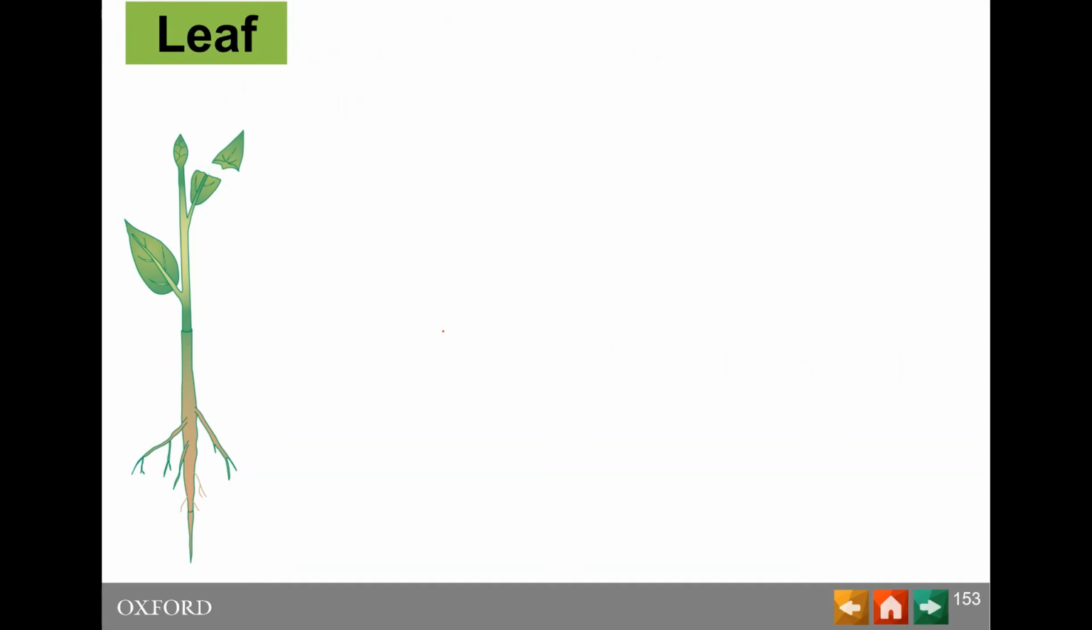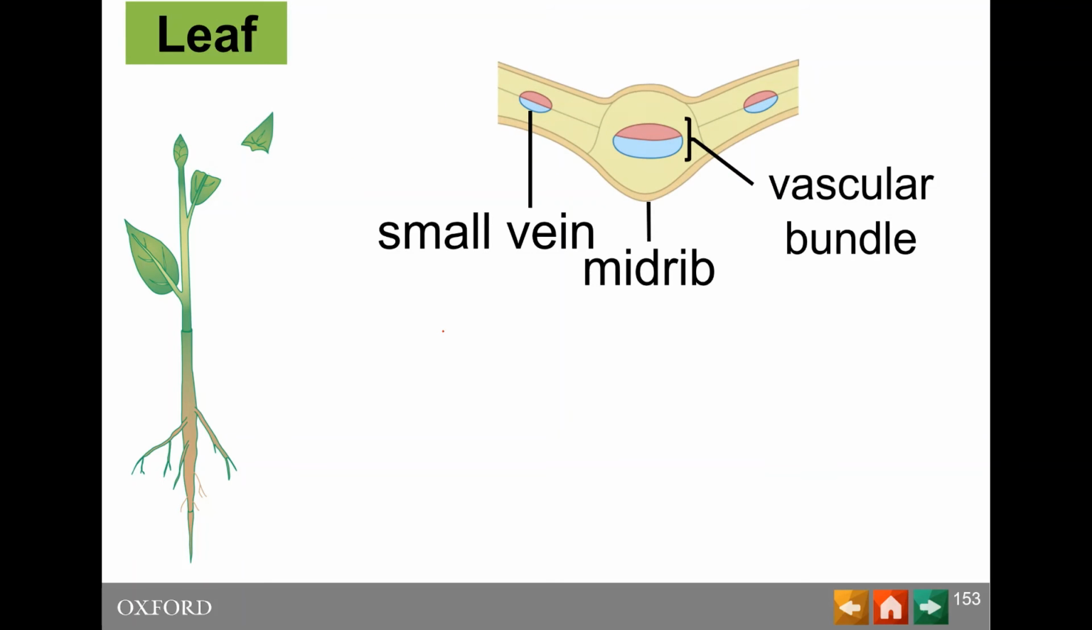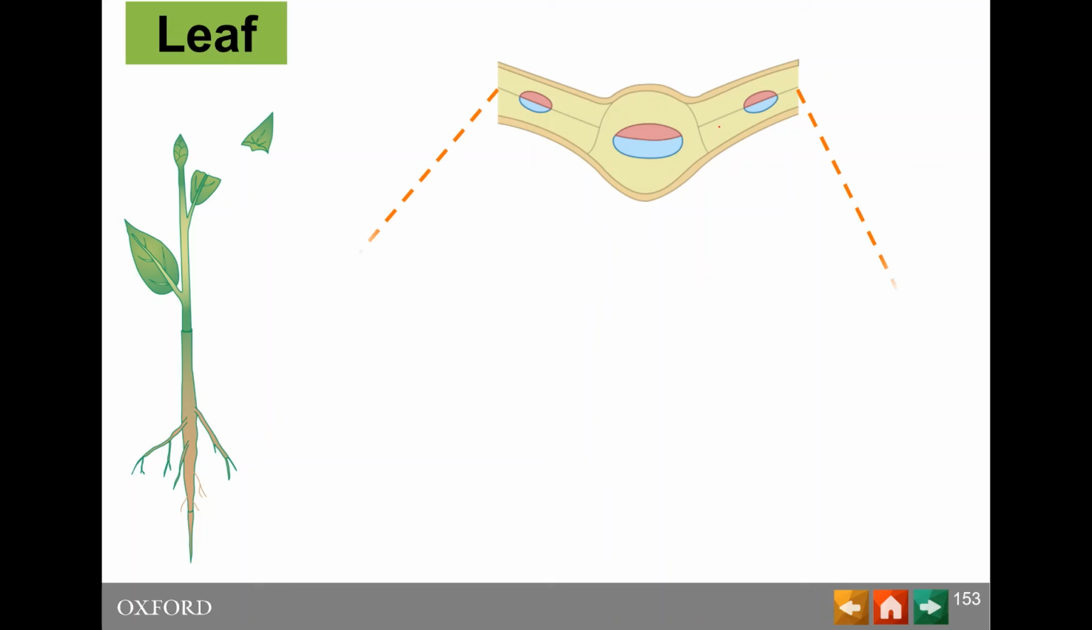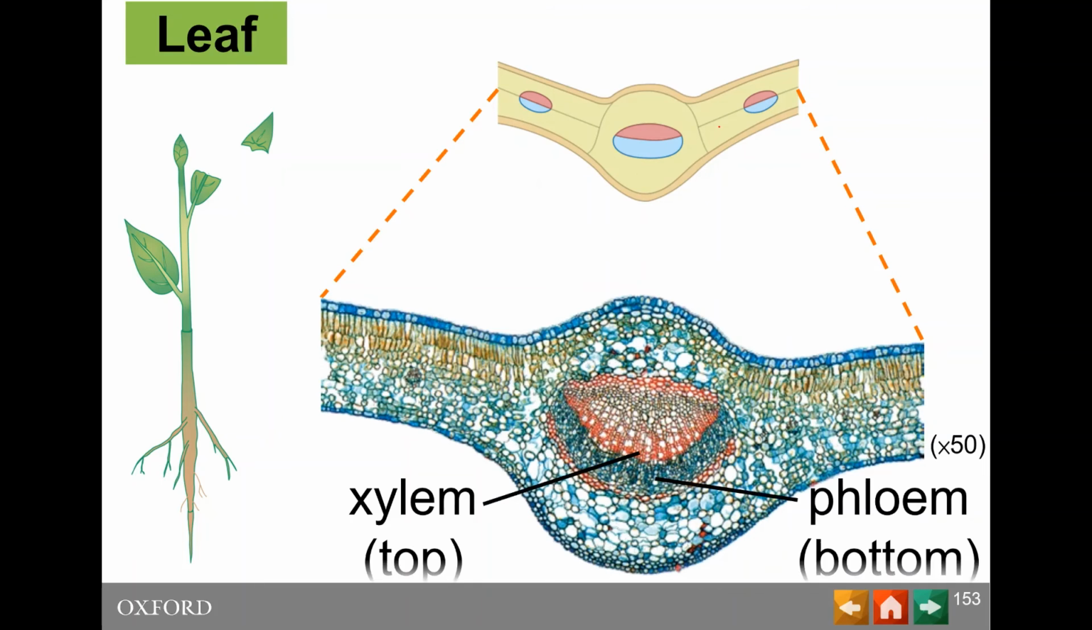Let's look at the leaf first. I remember I mentioned this in the first lesson, when I introduced the leaf structure. You can find the vascular bundle at the midrib, and of course also at the small veins in the leaf vein network. You can always find the xylem on top and the phloem at the bottom in the leaf.